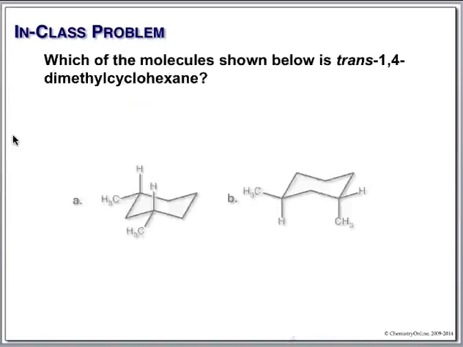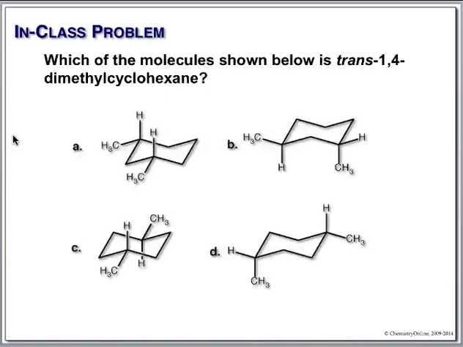Here we're looking for trans-1,4. Do it the same way. You can actually remember that 1,4 means that if they're both equatorial, they will be trans. If they're both axial, they will be trans. But you don't have to do that. You can simply do this in real time. First of all, we're looking for 1,4, aren't we?